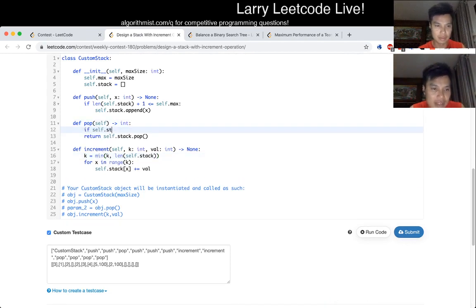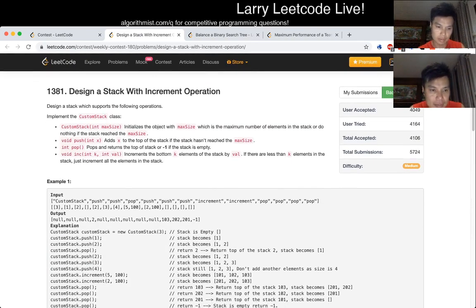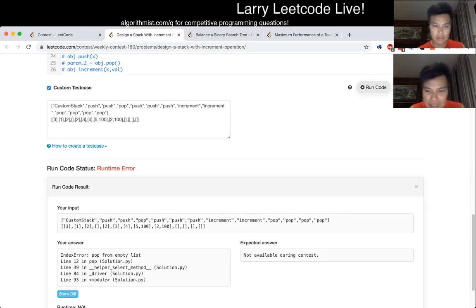Oh yeah, and I forgot to check the size of the stack to pop. That's pretty much it. Check to see what to return. Negative one. My God, that makes sense.